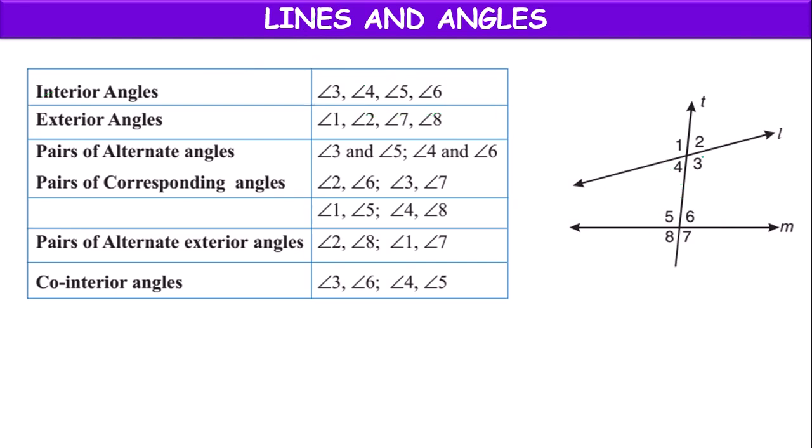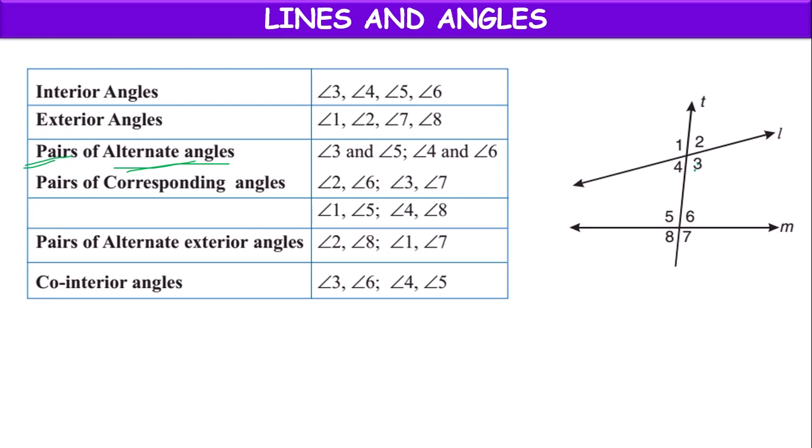Next, exterior angles. 2 is lying outside the line. 1, 8, 7. These are all individual angles, considered as exterior angles. These angles are not pairs of angles. They are individual angles.